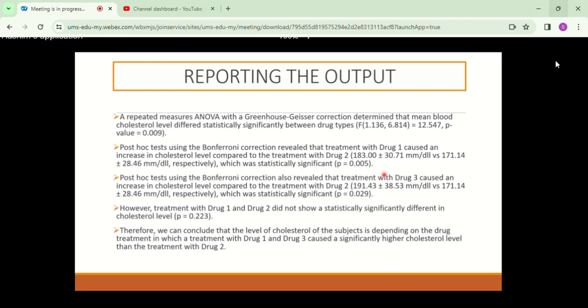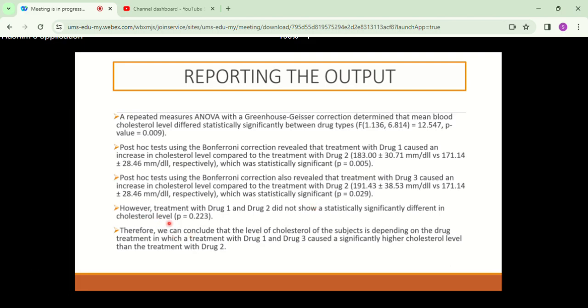Okay, p < 0.05. And then post hoc also reveals that treatment with drug 3 causes an increase in cholesterol level compared to the treatment with drug 2. Okay, another way to look at it: between the 3 drugs, you will suggest medication using drug 2 because it will not increase the cholesterol level. Kalau you guna drug 1 and drug 3, you ada side effect, iaitu you punya cholesterol level akan meningkat. Itu maksud dia. So it's very important to know that.